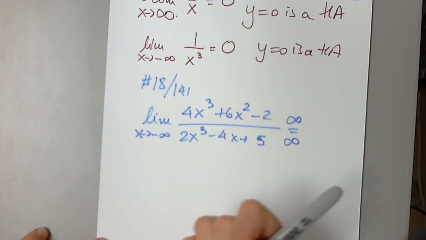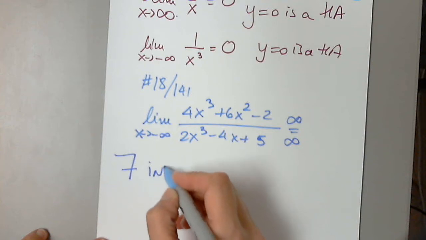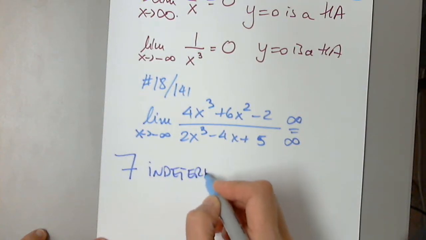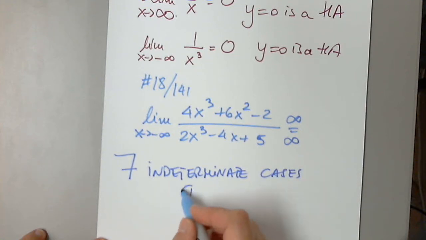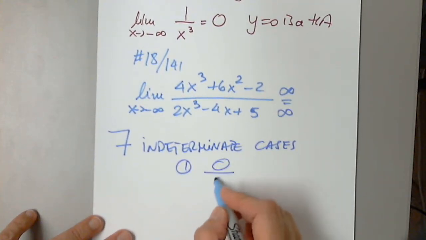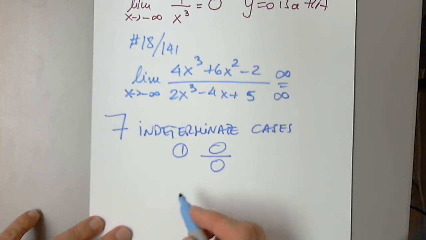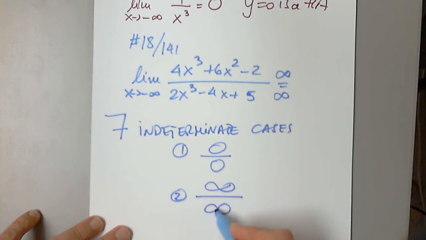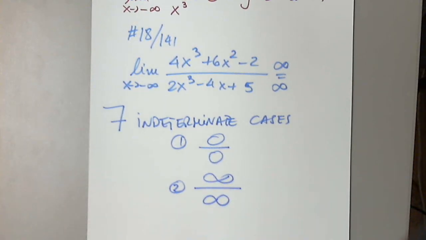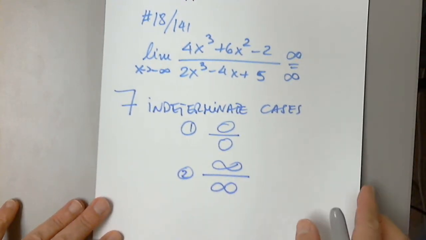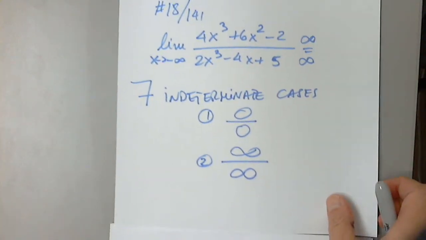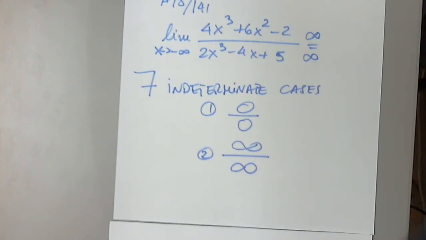So for now, we'll start a list. There are 7 indeterminate cases. One of them we've seen before, 0 over 0, in which we would never be able to conclude. The second one we are seeing right now, and the other 5 will come in shortly, not today. Okay, so it's infinity over infinity, and this is how we will address this situation.